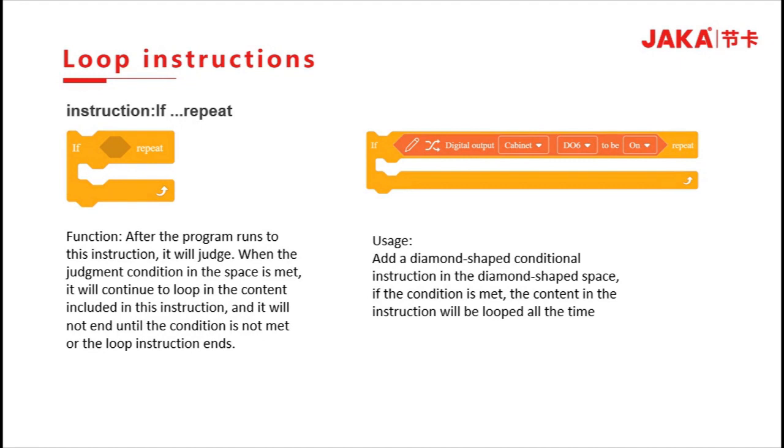If the conditions are met, the loop is executed. The program will judge after running the instruction. When the judgment condition in the box is met, the instructions contained in the loop will be executed, until the condition is not met or the operation ends, and then the loop instruction will end the loop.